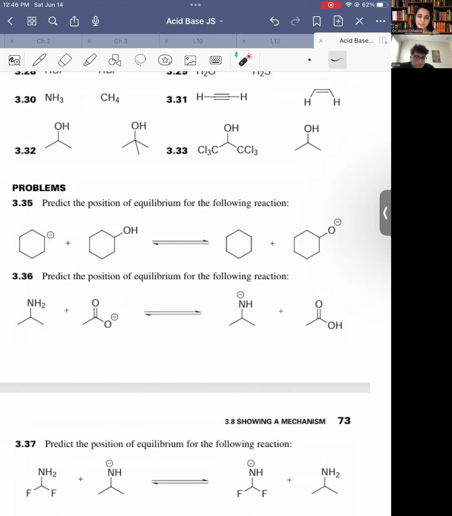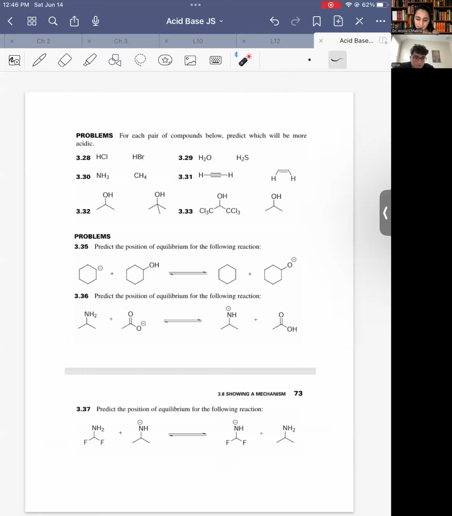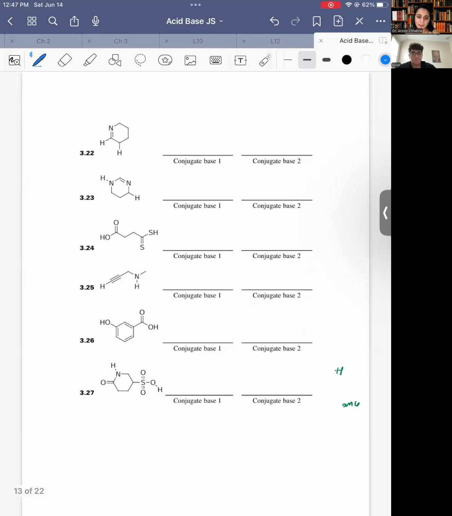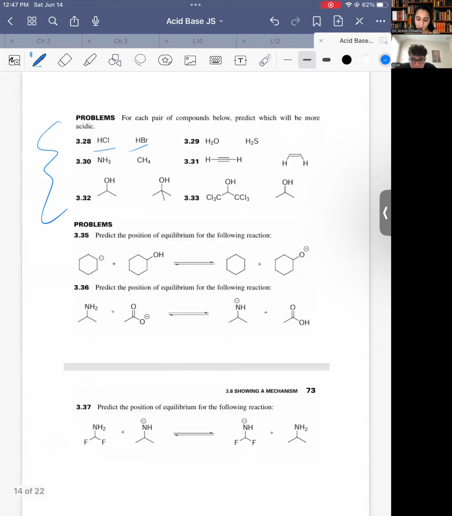Wait, are we first doing the problems above or just this straight away? So I think these are the same problems as the ones we just did, right? These are Gen Chem kind of. So I think we are done with those problems, and these are the same things we just did. And predict the position of equilibrium. I think we can do that.